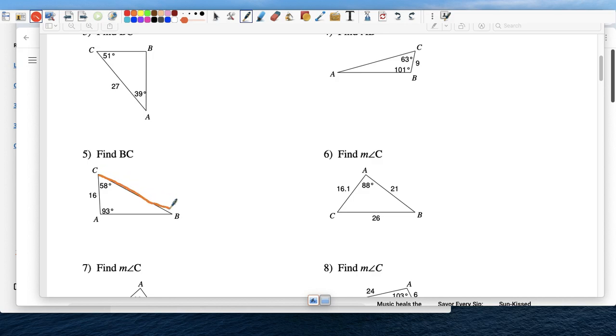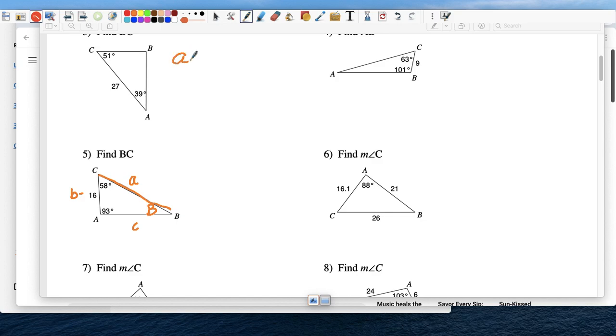There. So let's label things. That's angle A. This is little a, which represents this side. Angle B, we don't know, so I just write capital B. And opposite of angle B is little b, which represents that side. And then this is angle C, and obviously this is little c.